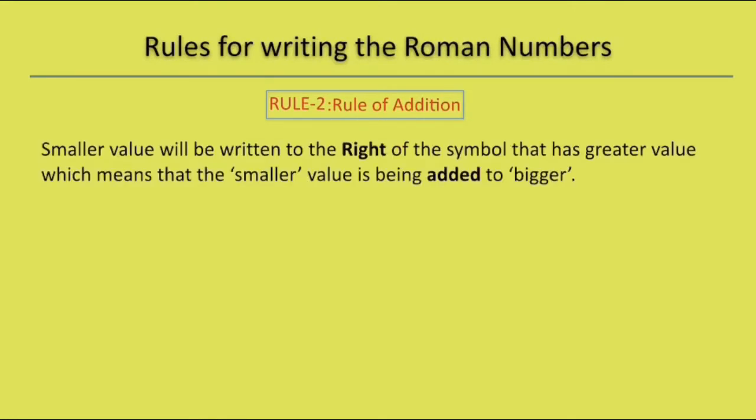Second rule is the rule of addition. According to this rule, as you are seeing in the example, the symbol of smaller value which has been written on the right side of the greater value is added to the greater value. In this example, you are seeing VI. I is on the right side of the greater value. So you will add I value to the V. So 5 plus 1, you will get 6.